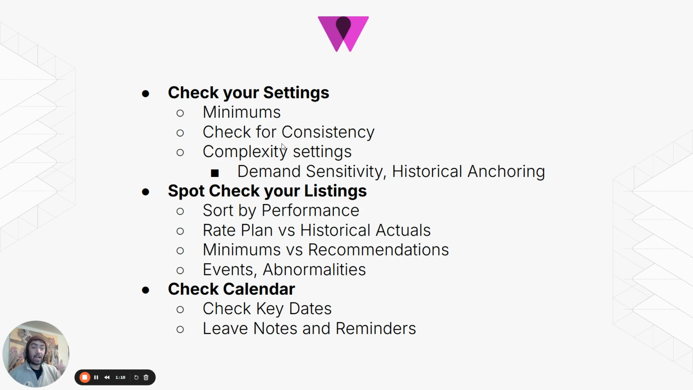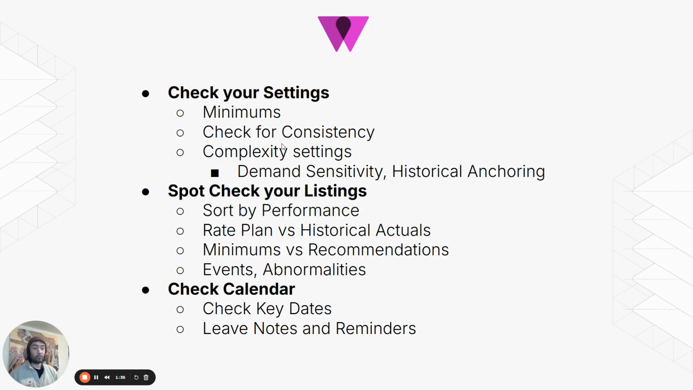This might be both your highest performing listings and some of your lowest performing listings, and we're going to check for a few big things. One, is the rate plan you have this year in line with your historical actuals? If it's not, is that something that you're doing intentionally? If your minimums are also in line with the recommendations, we're also going to check for any events or abnormalities both in your historical data and also things that you may not be expecting in the future.